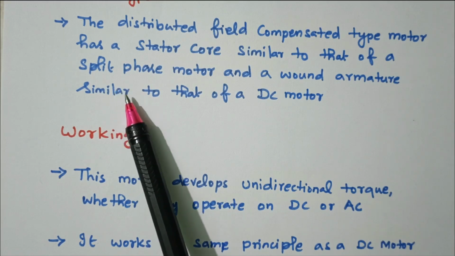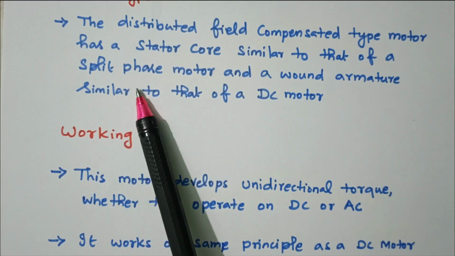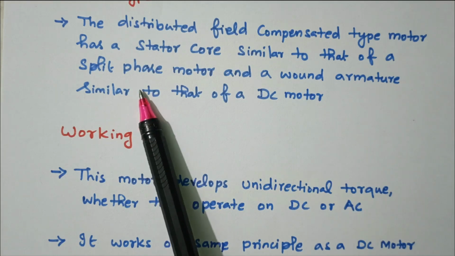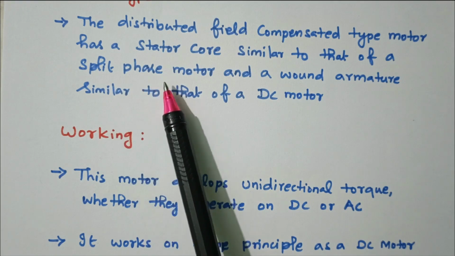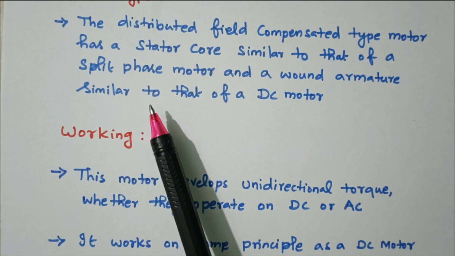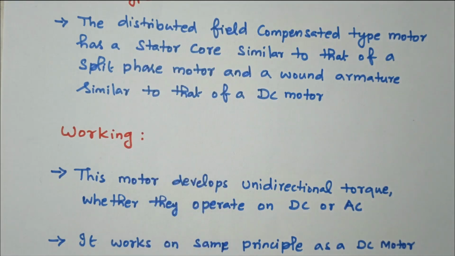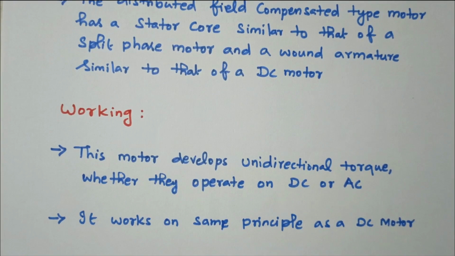Another condition is that the currents flowing through the split windings have a displacement of approximately 90 degrees. Then only the rotating magnetic field is produced. Like that, here also we have a split phase motor. We have main winding and compensating winding. Two windings are available. Now we'll see the working of this motor. This motor develops unidirectional torque whether operated on DC or AC. Unidirectional torque is produced for both AC as well as DC. It works on the same principle as the DC motor.